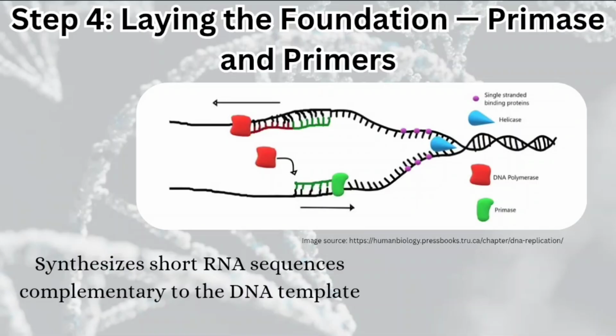In the 4th step, the twist comes. The main copying enzyme, DNA polymerase, to be specific DNA polymerase 3, cannot start from scratch. It needs a small piece of RNA as a starting block called the primer. The primer is made by the enzyme primase, another enzyme that synthesizes a short RNA sequence complementary to the DNA template. Once primers are in place, DNA polymerase 3 can jump into action.